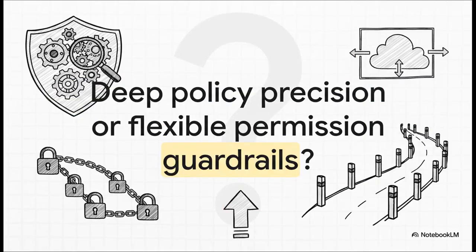And that really is the final question you need to ask yourself. What's your biggest need? Is it the surgical precision that comes with deep policy inheritance, making sure every resource is perfect? Or is it the straightforward flexibility of just putting up broad permission guardrails and letting your teams innovate within them? Your answer to that question is going to point you directly to the right cloud management structure for you.